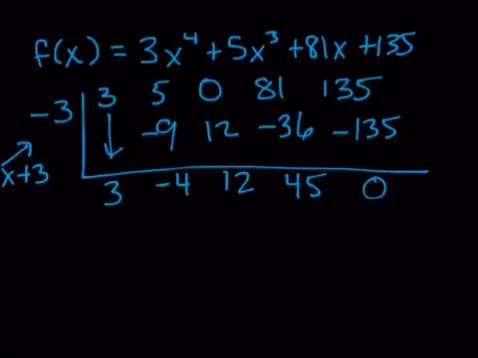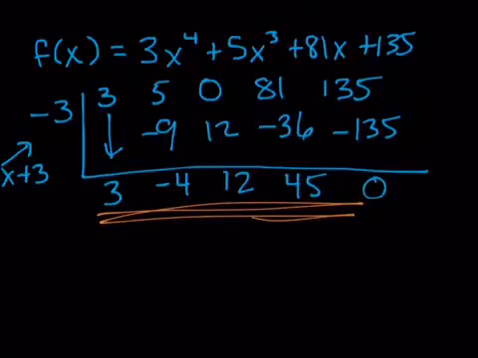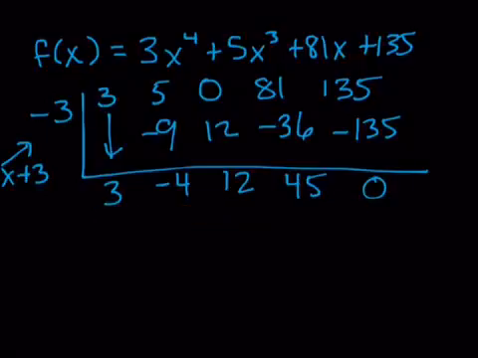So this bottom row of numbers represents the new polynomial after we divide ours by x plus 3. So this would be x to the 4th divided by x is going to be x cubed, so just 1 degree lower, minus 4x squared, plus 12x, plus 45, and then this last number is the remainder. Since that's a remainder of 0, that means that -3 was a root and x plus 3 is a factor. Okay, so now we're going to continue.